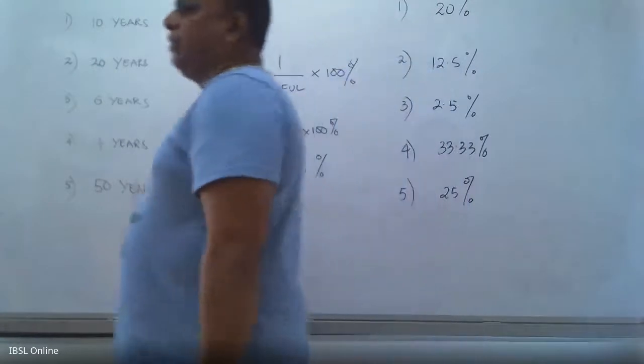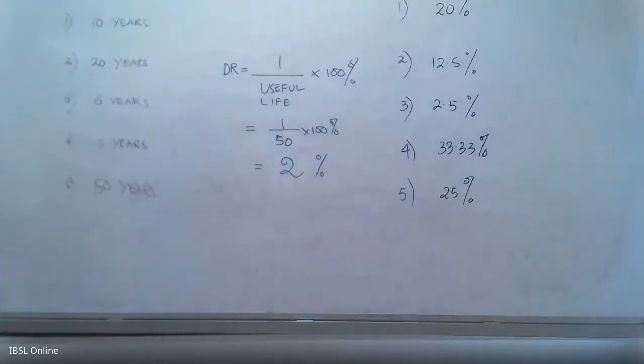So I have given you 5 percentages for which I want you to calculate the useful life of those assets. Can you calculate quickly?